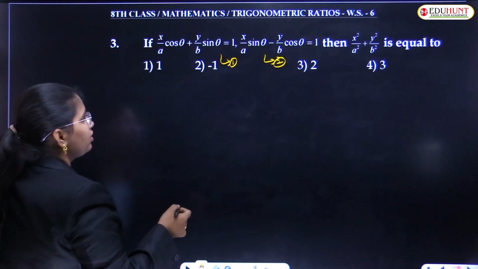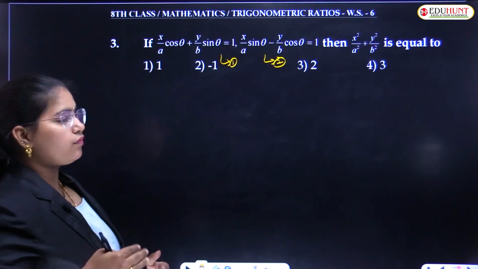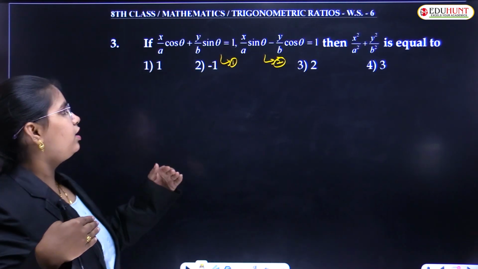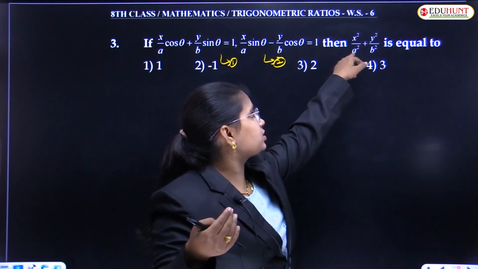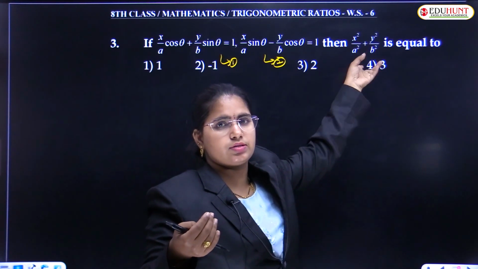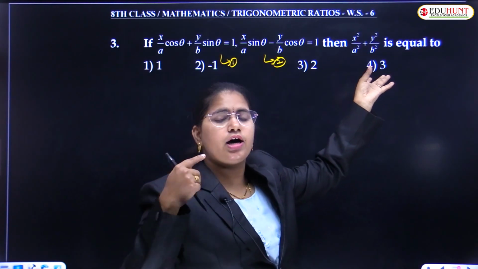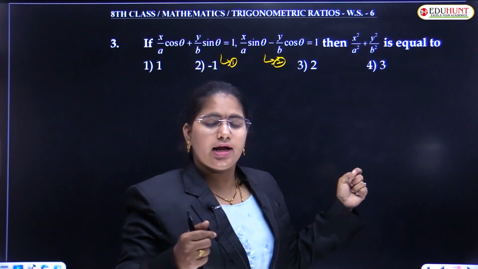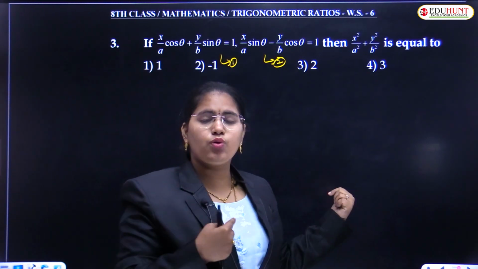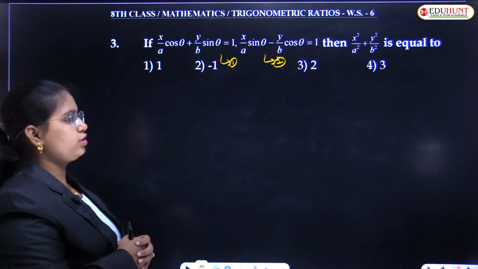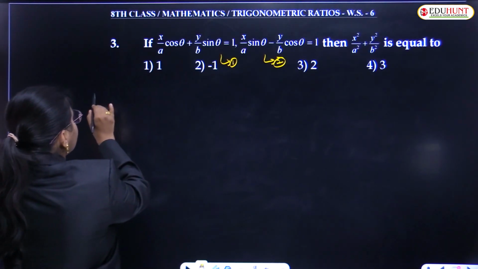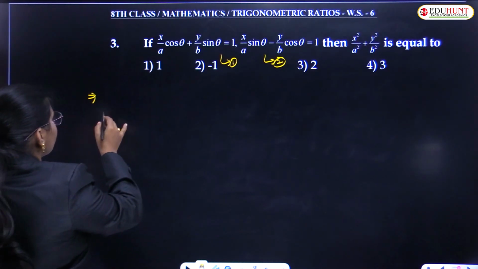What I am doing to eliminate theta, or to find the value of x square by a square, as is clearly visible in the question, is squaring the first and second equations. So let me square equations 1 and 2 and add both together. Let's check what type of resultant we are going to get. Okay, so add the equations. What am I going to get?